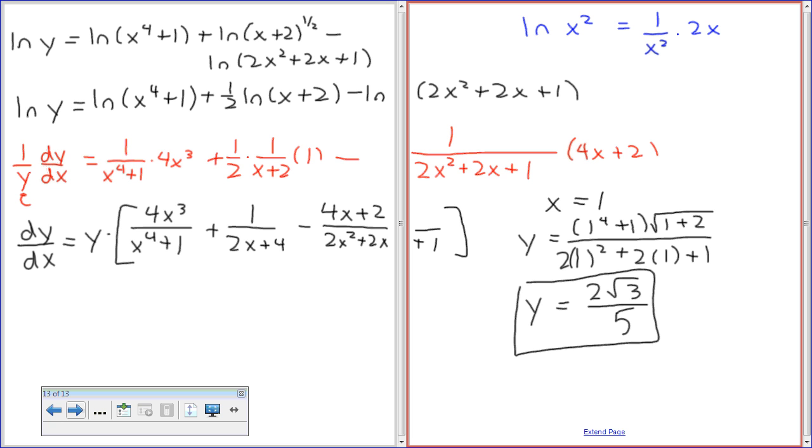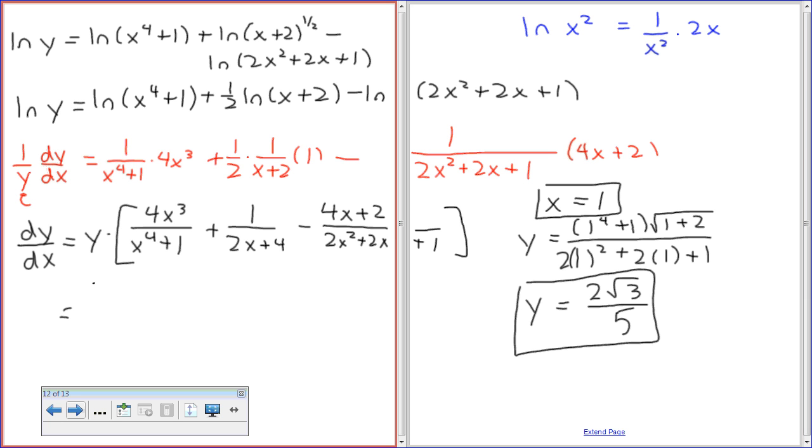Want us to keep it like that? Yeah, I'd leave it like that, because this is just going to equal 2 root 3 over 5 times 1 half plus 1 sixth minus, oh boy, 6 over 5. So where I quickly got those numbers was I just subbed in 1 for my x's, and then whatever the final answer happens to be.